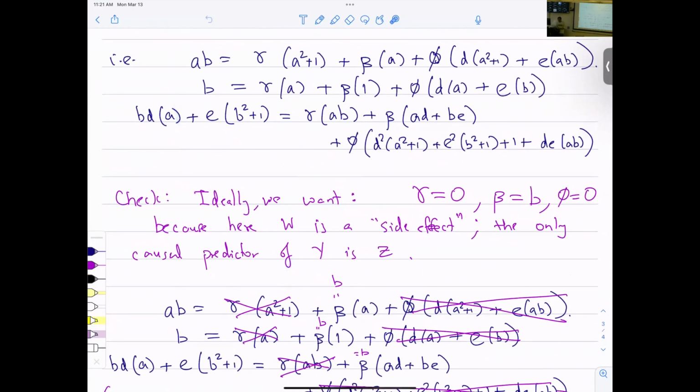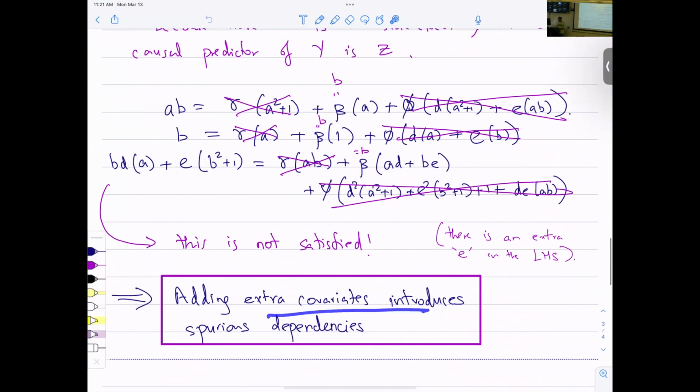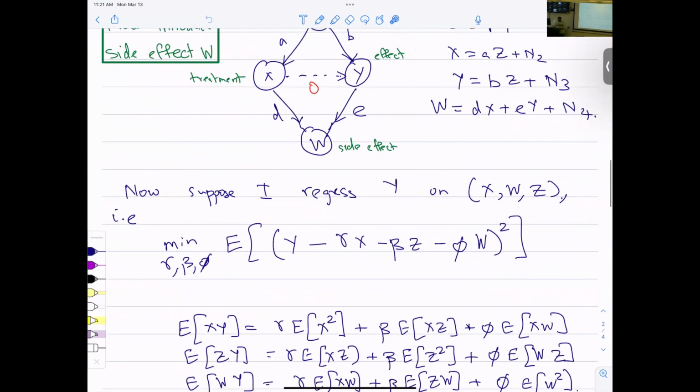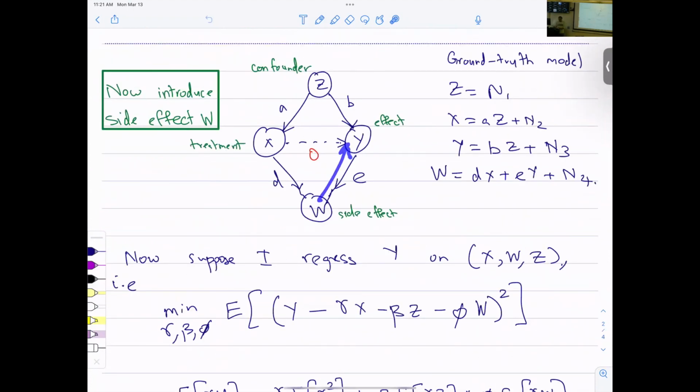What it's showing is that adding extra covariates adds spurious dependencies. It's simply because we are putting something here, and even though there's nothing happening here, some correlation is leaking through this way and giving some complicated fit on all three variables to this effect. So this is what I meant by adding extra variables actually gives you the wrong answer.